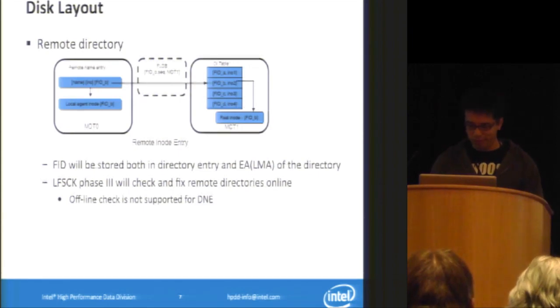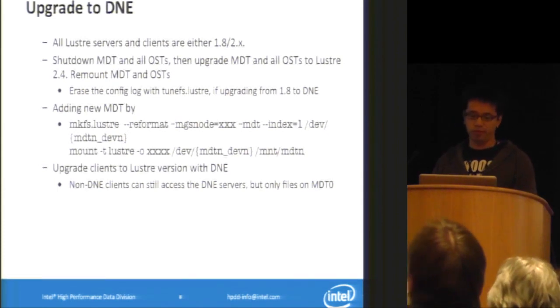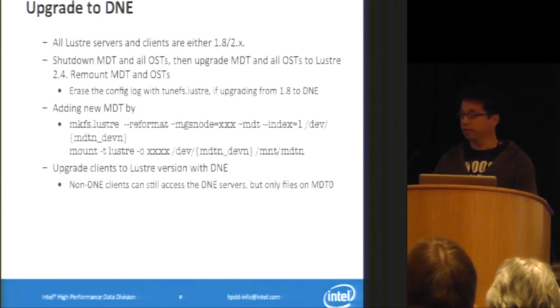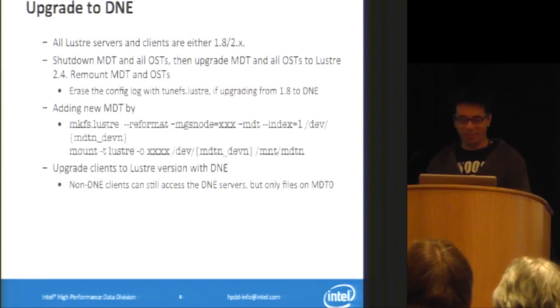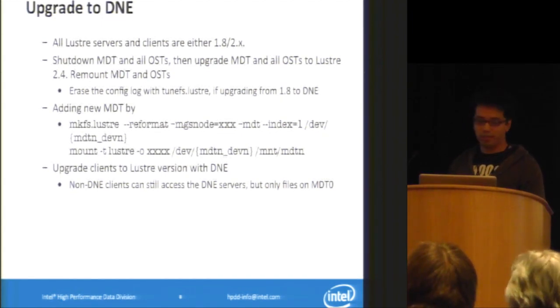That's not very good. The upgrade to DNE is quite simple and straightforward. First, all the Lustre server clients must be 1.8 or 2.x. I think that's true nowadays. Then you need to shut down your MDT and OST and upgrade the MDT and all the OSTs to master 2.4.